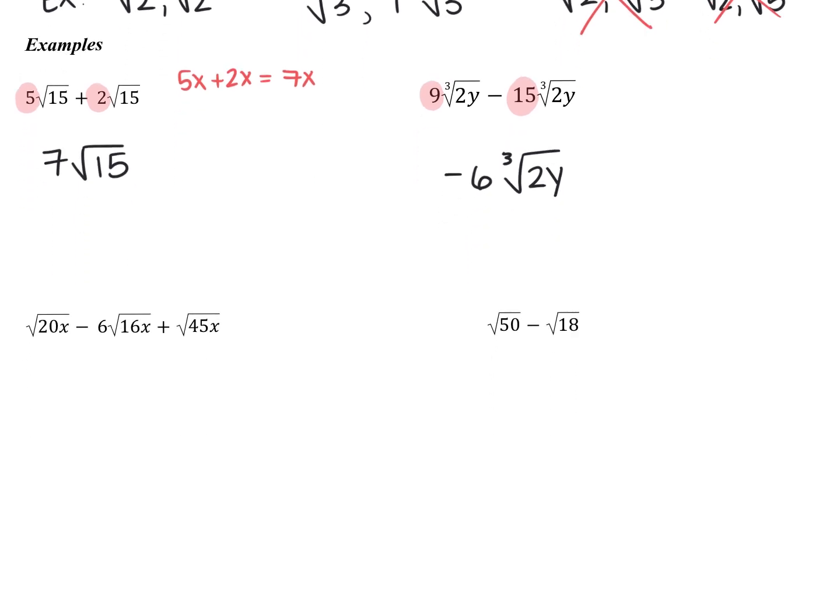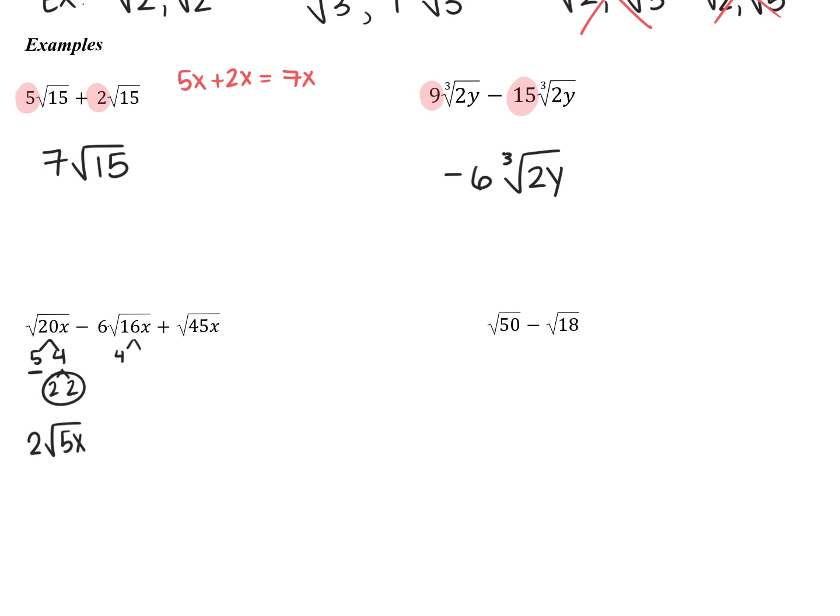The last two examples we're going to look at is what happens if I don't already have like radicals. It doesn't mean I can't combine anything. What it means is I have to simplify my radicals and see if they simplify to like radicals. So I have square root 20x minus 6 square root 16x plus square root 45x. I'm going to simplify each of my radicals. 20 I break down as 5 times 4, which 4 breaks down as 2 times 2. So the square root of 20x becomes 2 square root 5x, because I still have a 5 and x doesn't simplify.